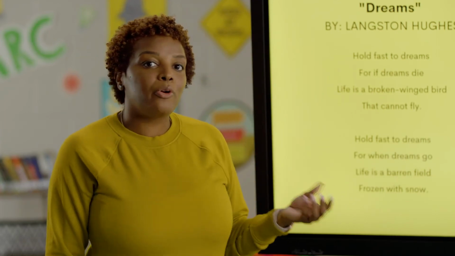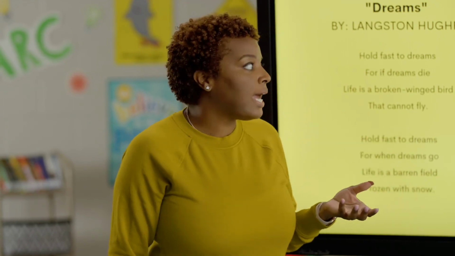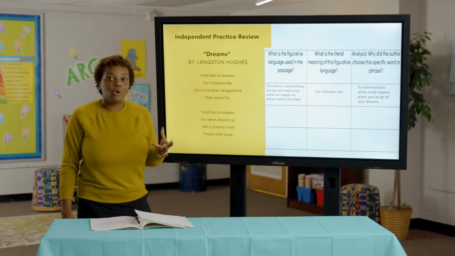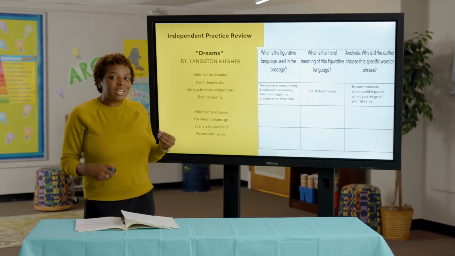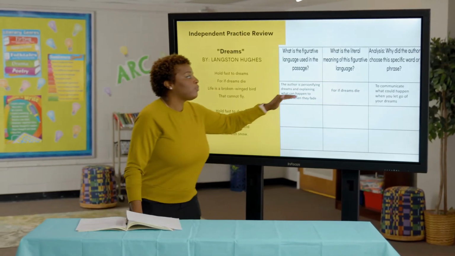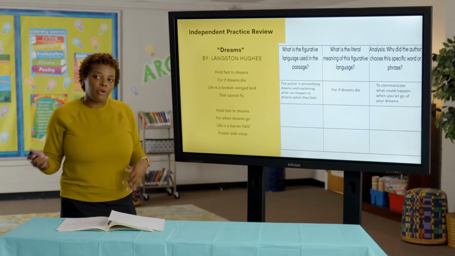So when Ms. Moore is thinking about why did Langston Hughes choose to use this particular word or phrase, "for if dreams die," I can say that he's trying to communicate what could happen when you let go of your dreams. So he's trying to place an emphasis on if you let go of your dreams, he says "for if dreams die." So hypothetically, if you let go of your dreams, they'll potentially go away or fade away.